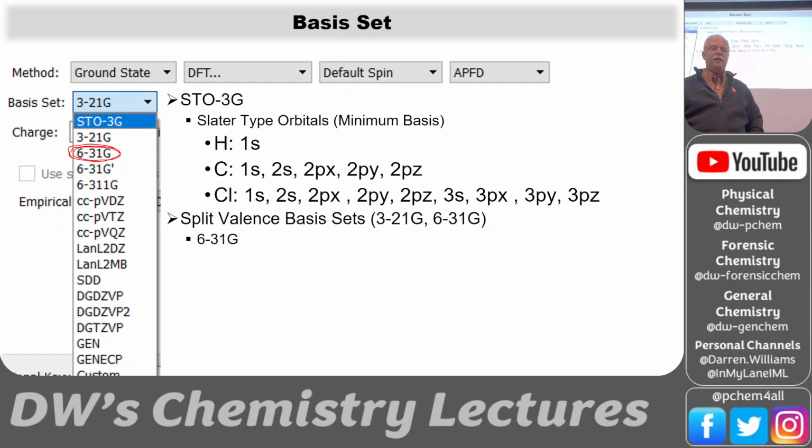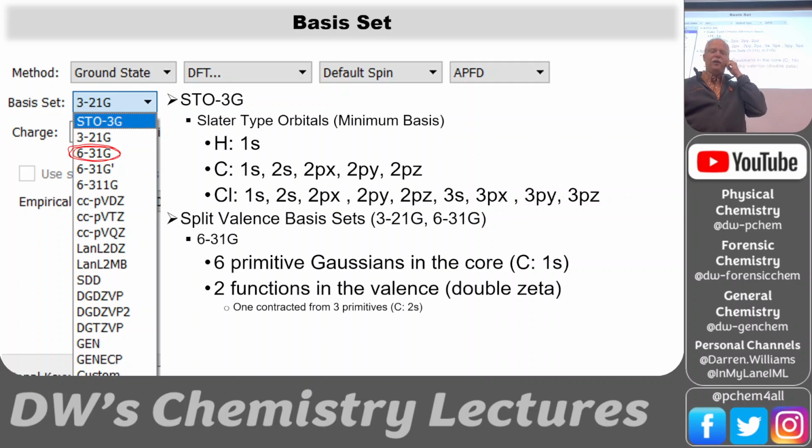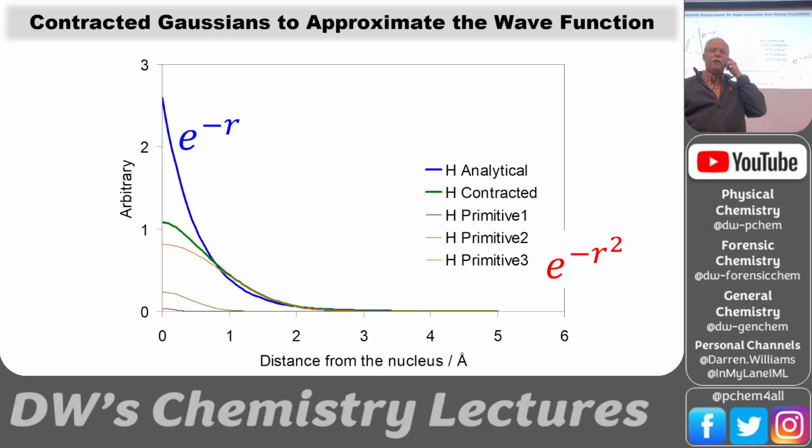Split valence set has a bunch of different Gaussians. So let's talk about where this name of this program came from. Okay. The wave function, the radial wave function for hydrogenic orbitals is an e to the minus r. It looks like this blue curve here.